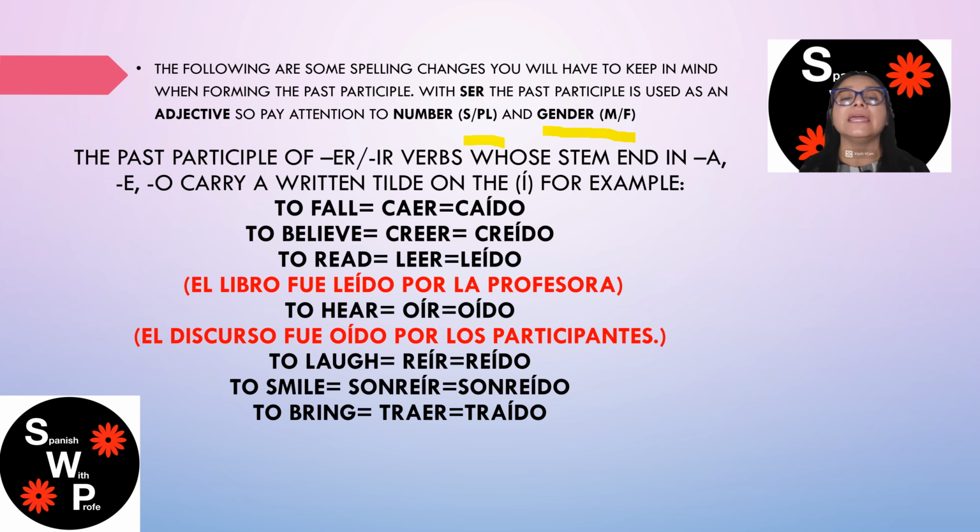Once again, if they're going to be used with ser, and later on I'm going to show you some examples with estar, they are adjectives, so they have to agree both in number and in gender. So leído, if it's referring to masculine singular, will be leído. El libro fue leído por la profesora. Los libros fueron leídos por la profesora. The books were read by the teacher.